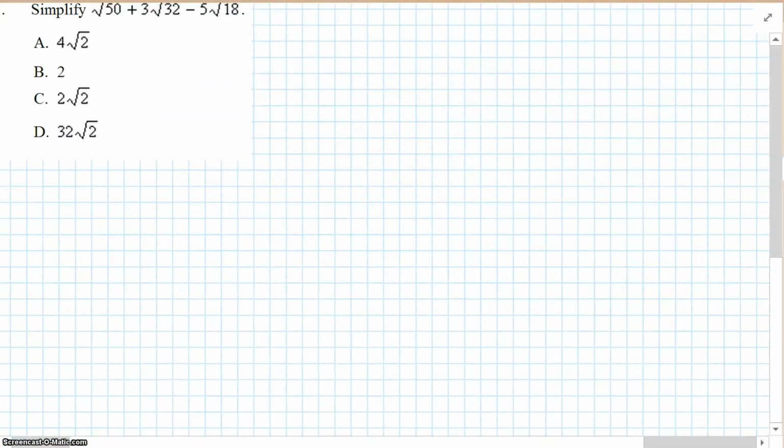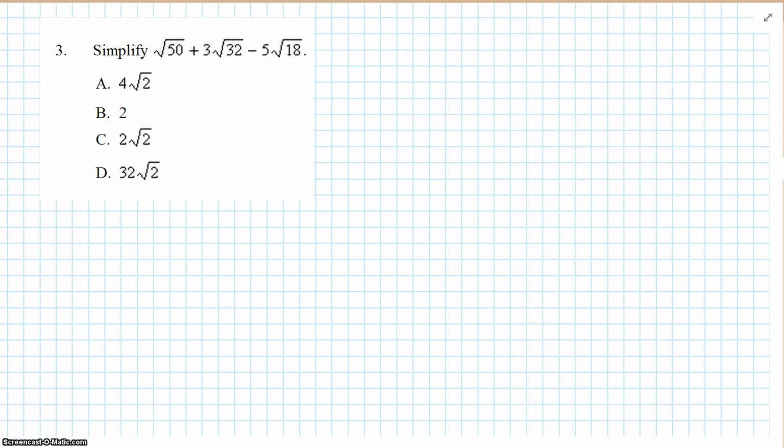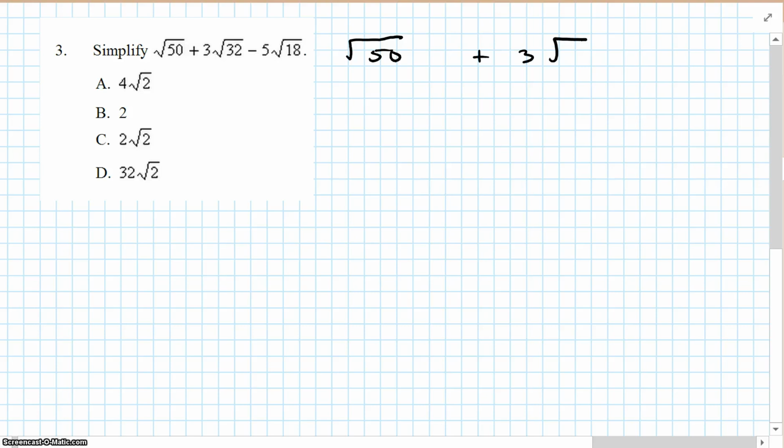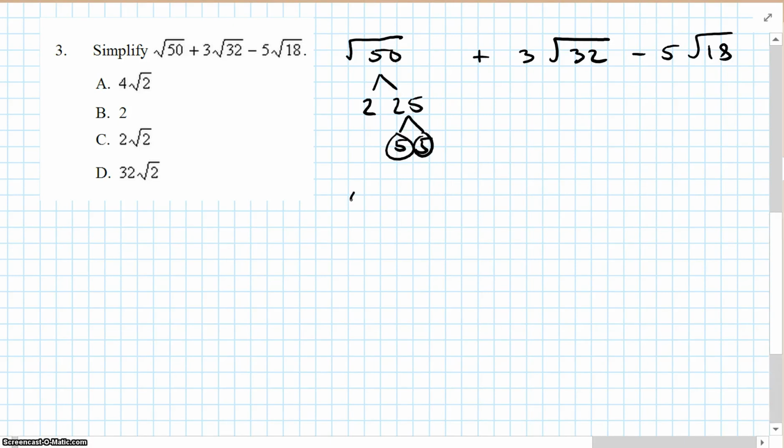Okay, let's simplify 3 together. Square root of 50 plus 3 times the square root of 32 minus 5 times the square root of 18. So let's look at square root of 50. That's going to be 2 times 25. Well, what's the square root of 25? Well, if you don't see it, you can factor it to 5 times 5. So I can reduce square root of 50 to 5 square root of 2.